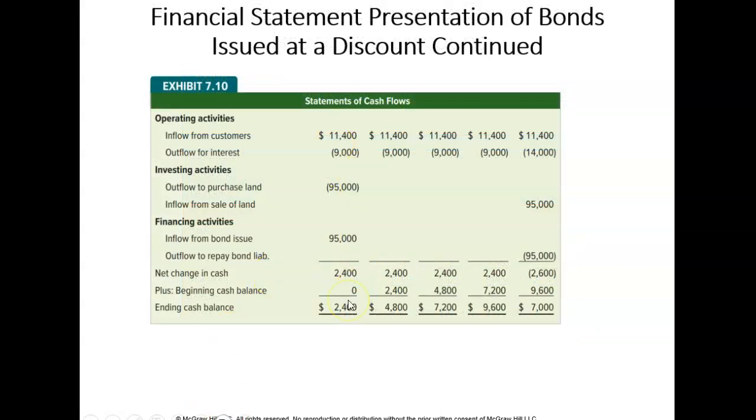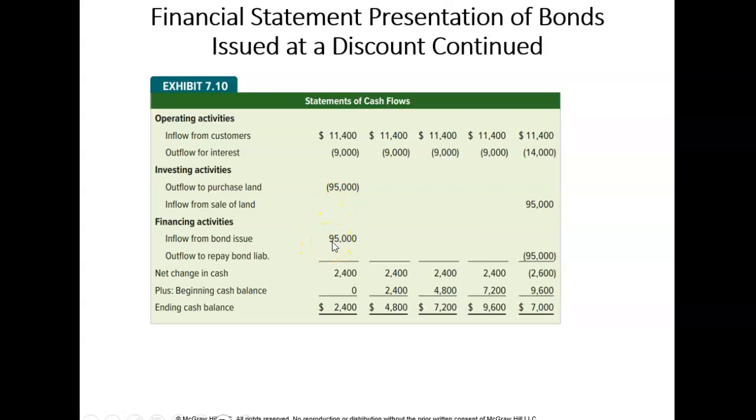On the statement of cash flows, this is showing the inflows and outflows of cash from your operating, investing and financing activities each year. So on the operating, it's the same all 5 years. For investing in year 1, when you first bought the land, that was an outflow. How did you buy it? You financed that through issuing bonds.